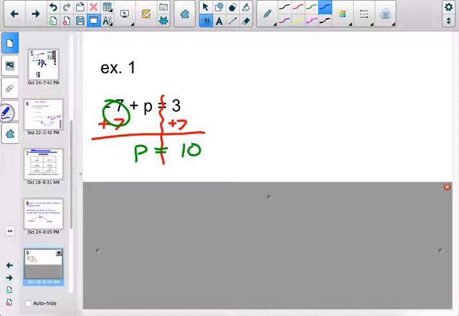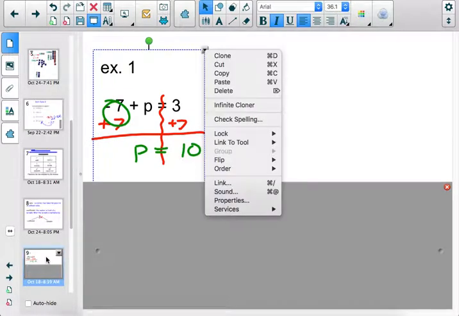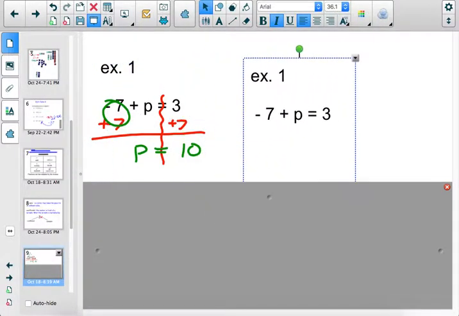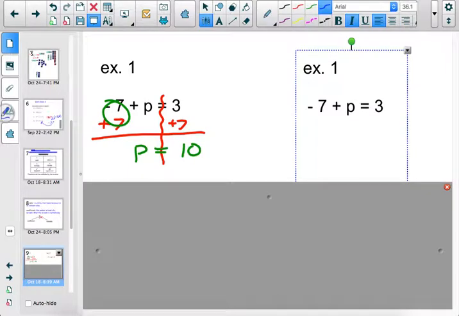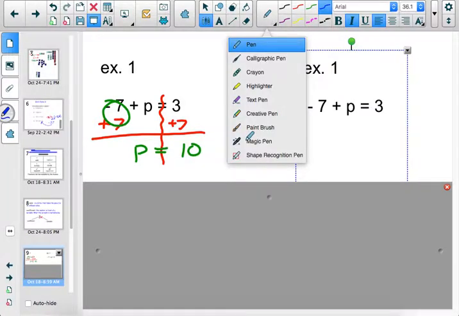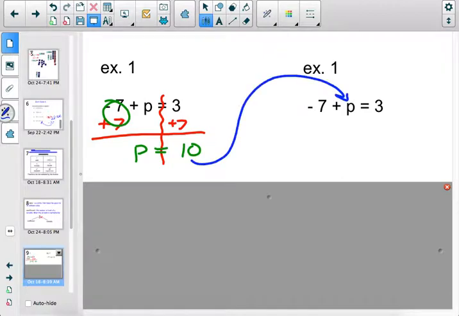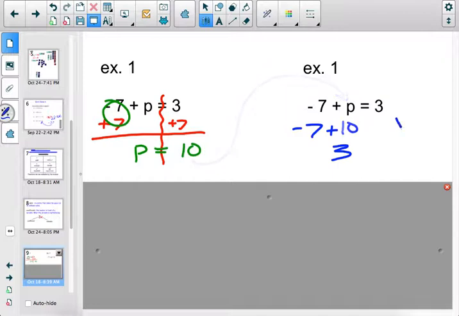Trick number 2. If I wanted to check my answer to make sure it's right, what can I do? I could plug in 10 to p. Negative 7 plus 10. Does negative 7 plus 10 equal 3? Is that what I needed it to equal? Did it check out? Yes. So then I know my answer is right.